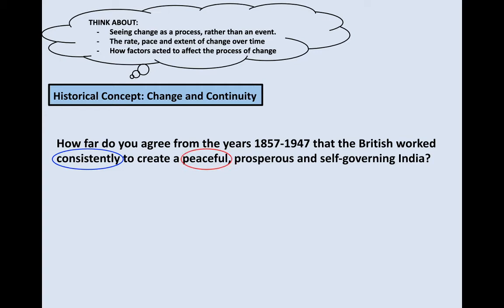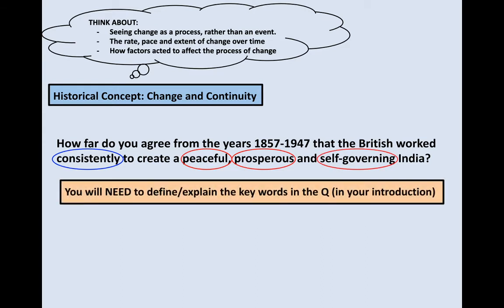And so your themes will be peacefulness, prosperity, and self-government. Okay, and you will need to define and explain the keywords in the question in your introduction to ensure that examiners and the readers of your NEA know what you're defining the key terms as, and also so that we know the criteria upon which you're judging each of these themes. So what constitutes peacefulness, for example, or consistent attempts by the British to create a peaceful India. And similarly, the same goes for prosperity and self-government.